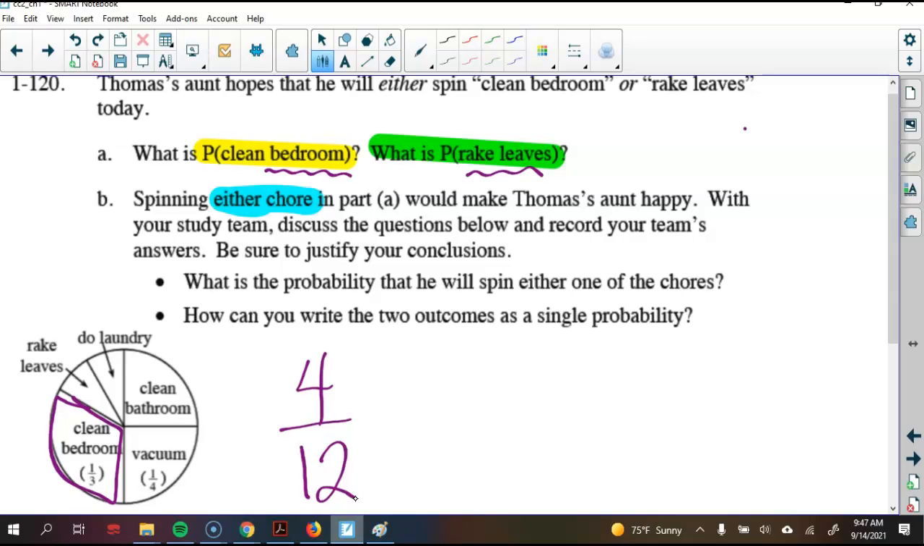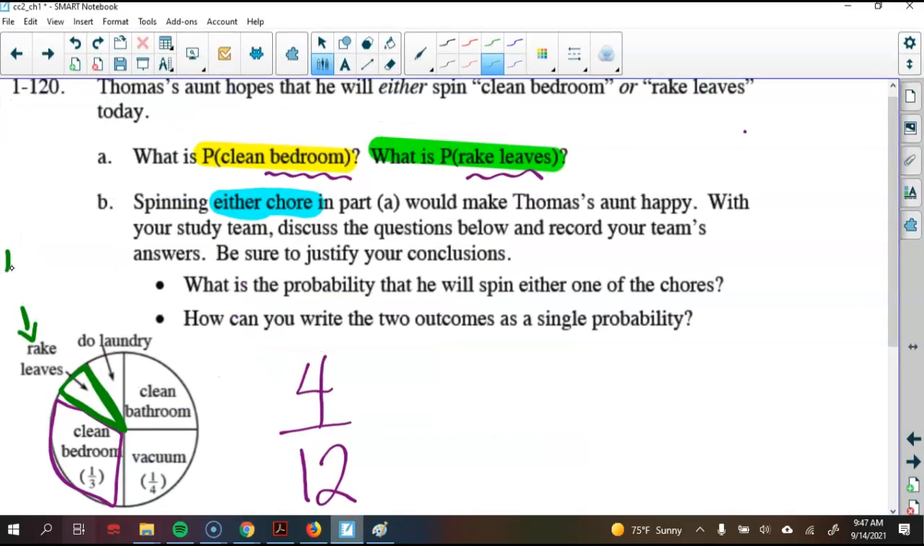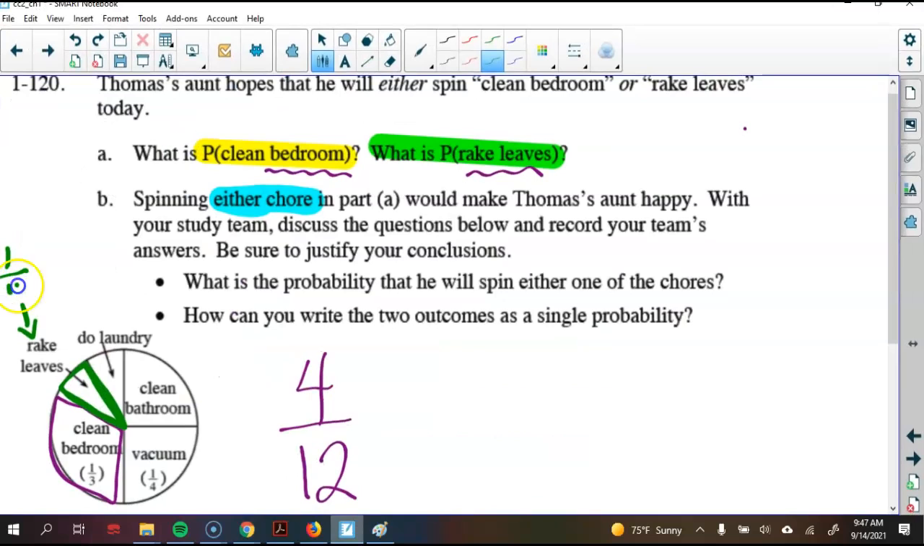Carmen, what was our probability for rake leaves? You can totally pass. Make sure that if you pass, you get this on your paper when we write it down. Aiden, what was our probability of rake leaves? 1/12. On that last problem, we said this is 1/12. And actually, do laundry was also 1/12.